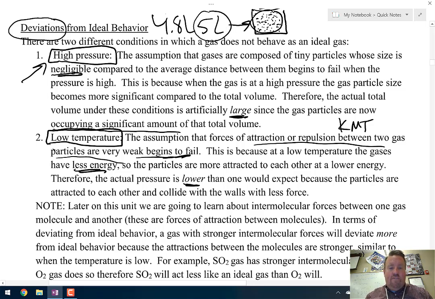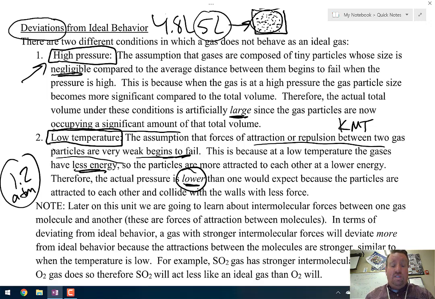Now let's think about why. If the pressure is, let's say, 1.2 atmospheres, but we know that those molecules aren't hitting the wall as much as we think they are because they're actually being attracted to each other, that means that the pressure is actually going to be lower than what we think it should be. So the pressure is lower than one would expect because the particles are attracted to one another, and then they collide with the walls with less force. And again, that's what pressure is. It's how hard the molecules are hitting the walls of the container.